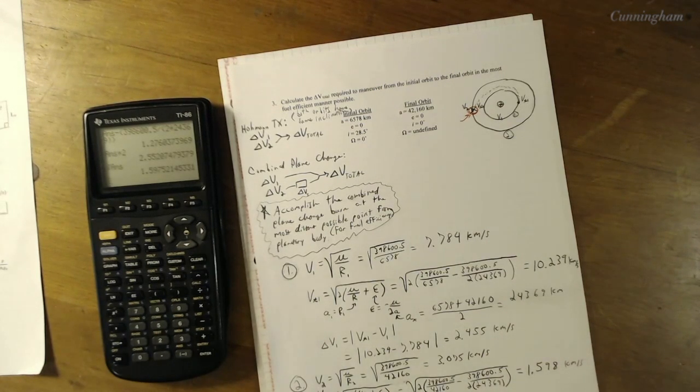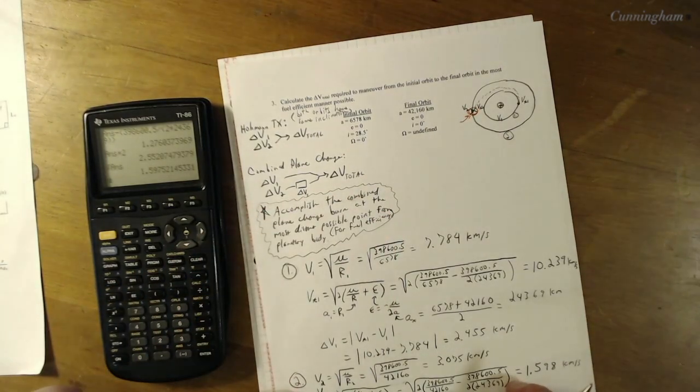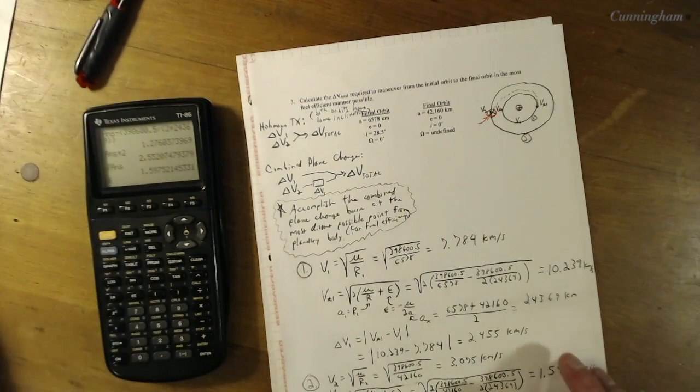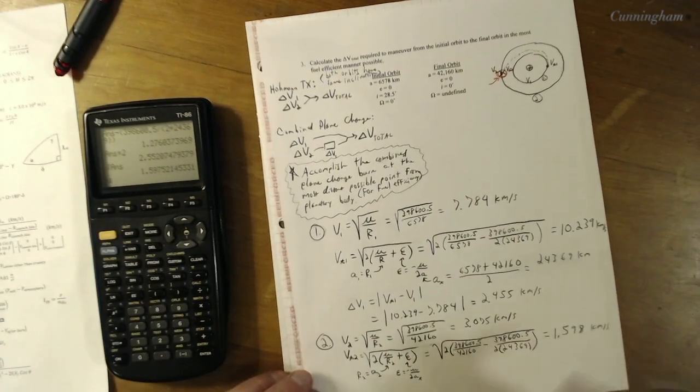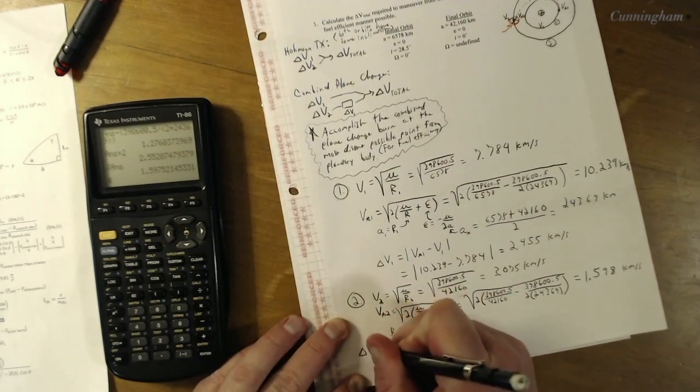So here's the extra step. Because we've chosen the second burn, we're going to append and add the plane change to number two here. Let me show you what I mean. Let's first write the equation for the delta V sub C.